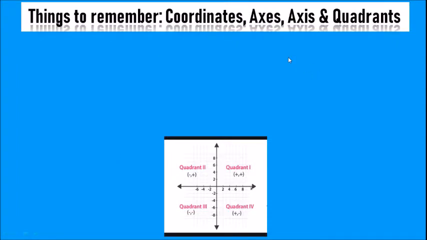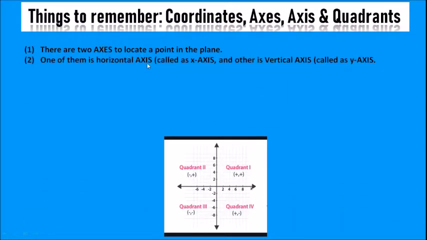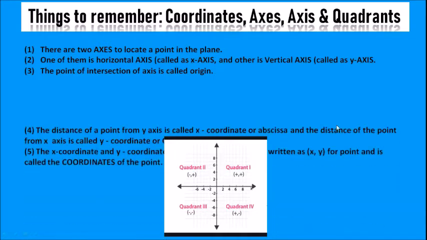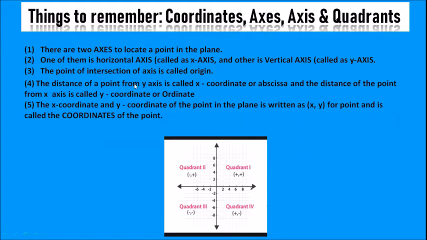Now, things to remember in coordinate axis: there are two axes to locate a point in the plane. One of them is horizontal axis, known as x-axis. The other is the vertical axis, known as y-axis. The point of intersection of the two axes is known as origin. The distance of a point from the y-axis is called the x-coordinate or the abscissa, and the distance of the point from x-axis is called the y-coordinate or the ordinate.